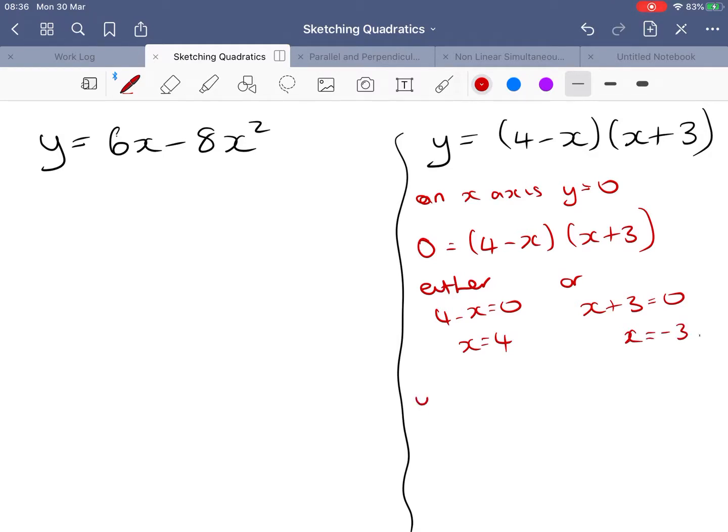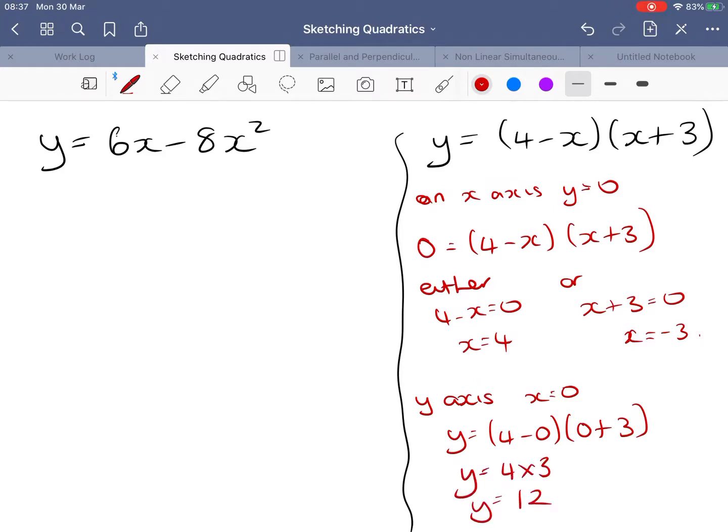And on the y-axis, I can say x equals 0. So y equals 4 minus 0, again, because I'm just substituting this x equals 0 in, 0 plus 3. Well, 4 minus 0 is 4, and 0 plus 3 is 3. So I'm left with y is 4 times 3, which is 12.